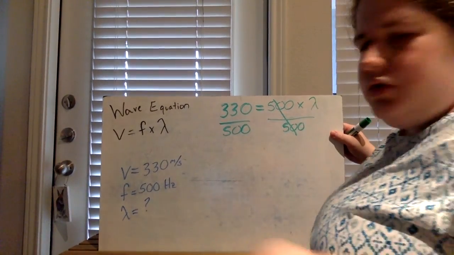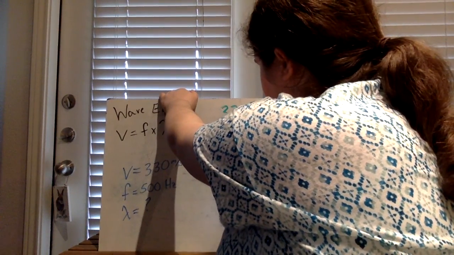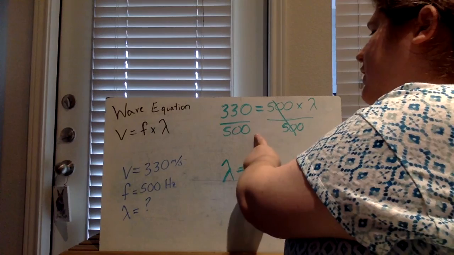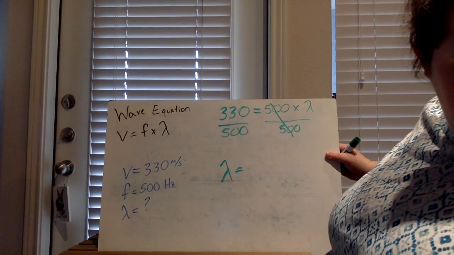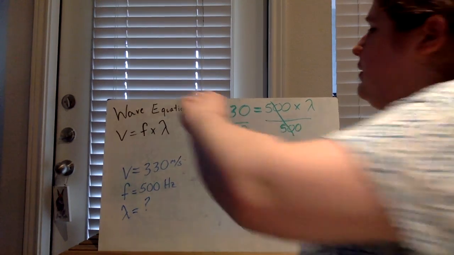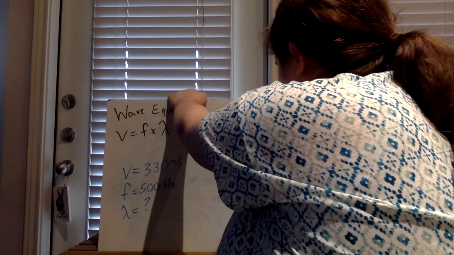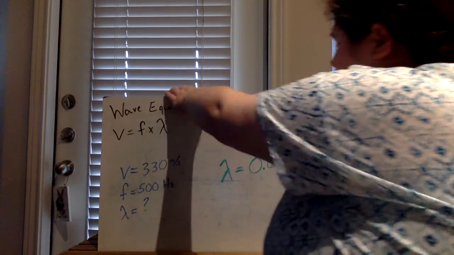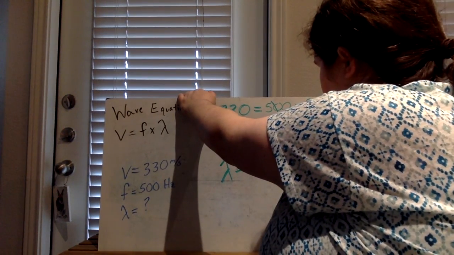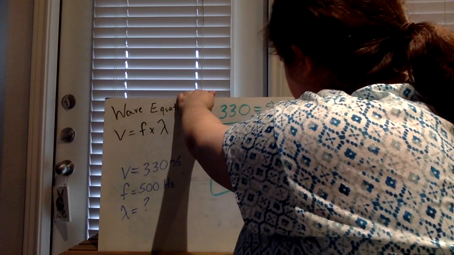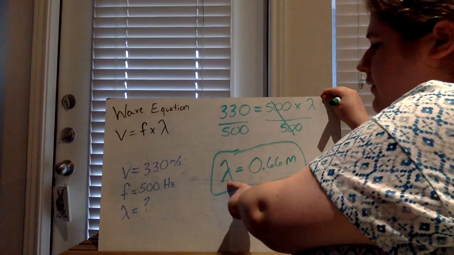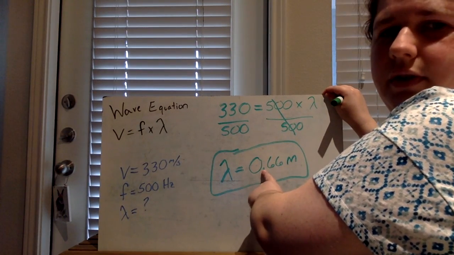Okay, so my answer is going to be lambda is equal to 330 divided by 500, which is 0.66. This is my wavelength. Wavelength uses units of meters. Okay, so my answer is the wavelength is 0.66 meters.